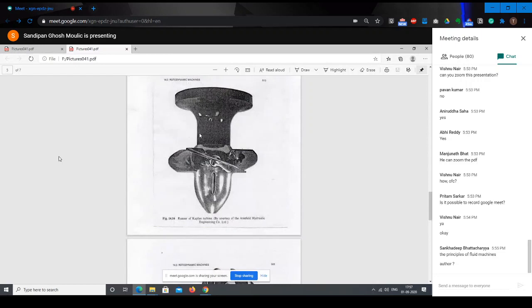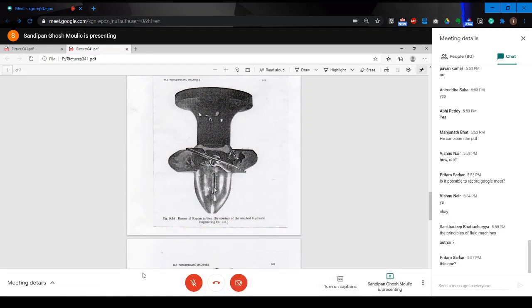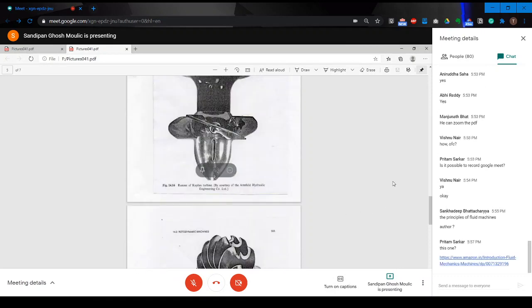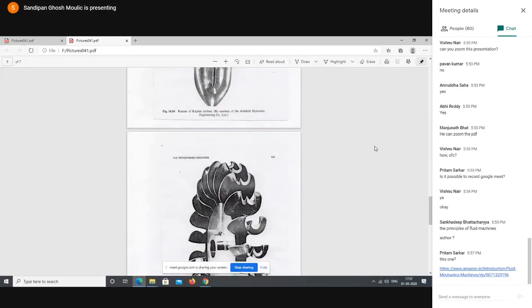So this is a cut view, picture of the runner. Okay. So this is the hub, and these are the blades. So these are propeller type turbines.